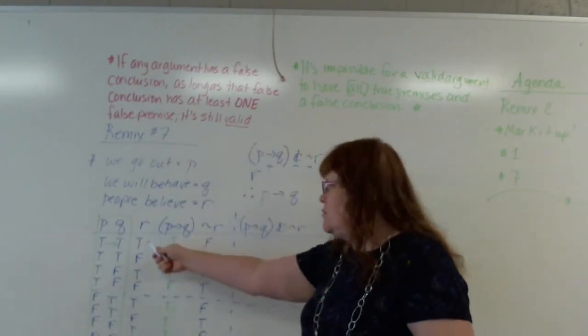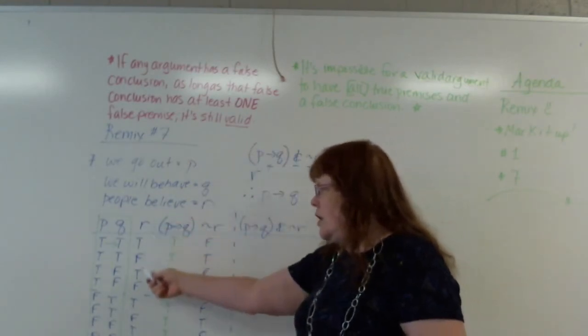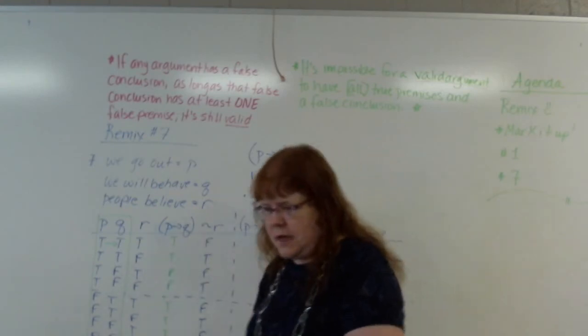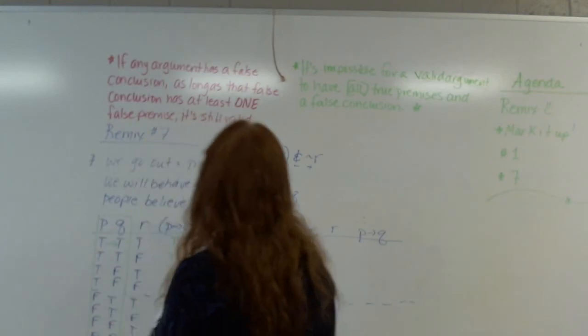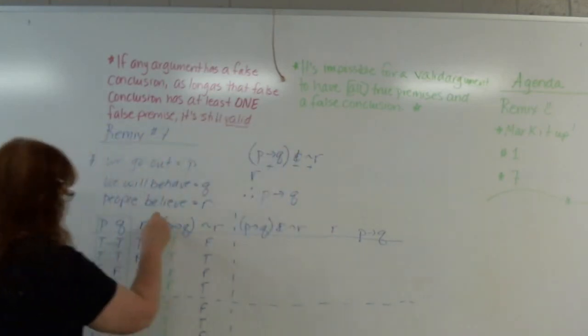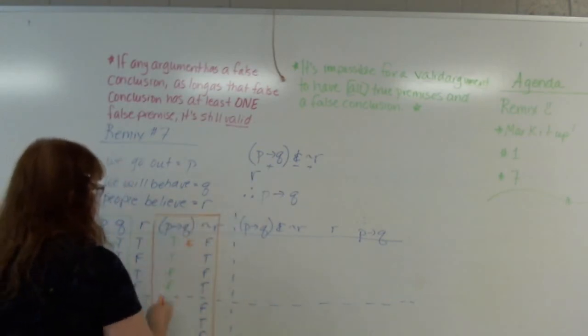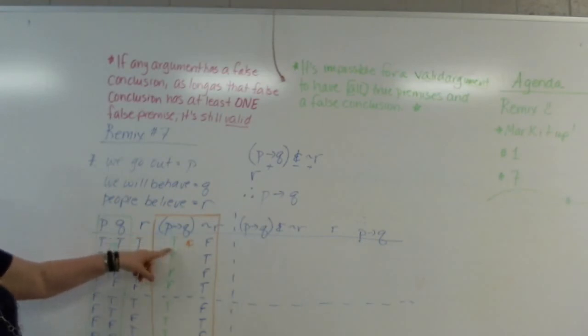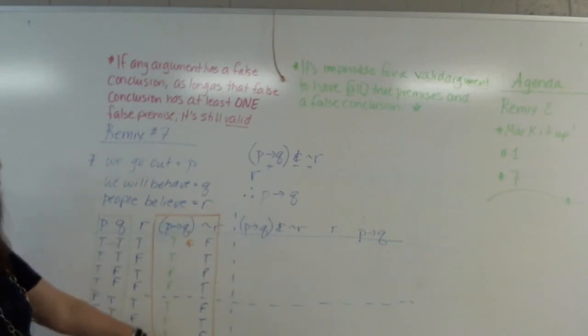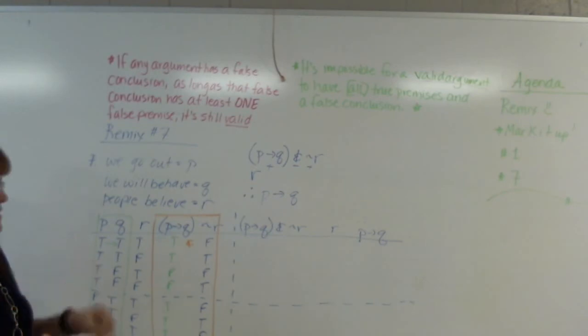So every place R is true, not R is false. Everywhere R is false, not R is true. Okay? And then I'm going to do the relationship, the and, between these two columns. There's my little note. Okay, so if P then Q, take those particular truth values and AND them to the not R's. And I'm looking for any place where both of my statements are true, because those are the only ones that are true in a conditional, in a conjunction, sorry.